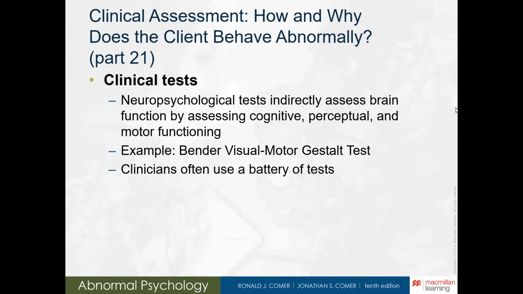And what ends up happening is that these tests consist of 9 index cards where you put different geometric designs, and the cards are presented individually, and test subjects are asked to copy the design before the next card is shown. Test results are scored based on the accuracy and organization of their reproduction of these representations of the cards. Clinicians will often use a battery of tests when they're trying to find out certain key pieces of information, neuropsychological tests being one of them.